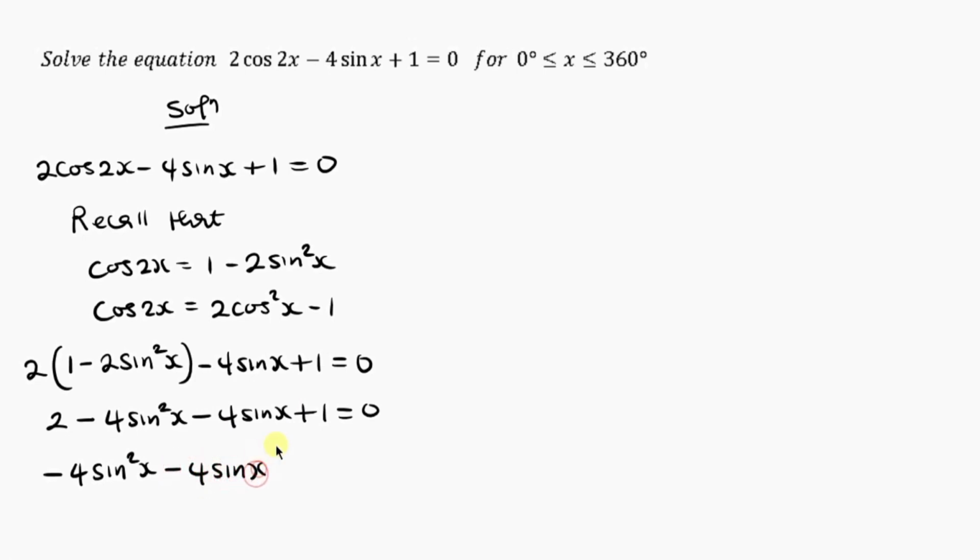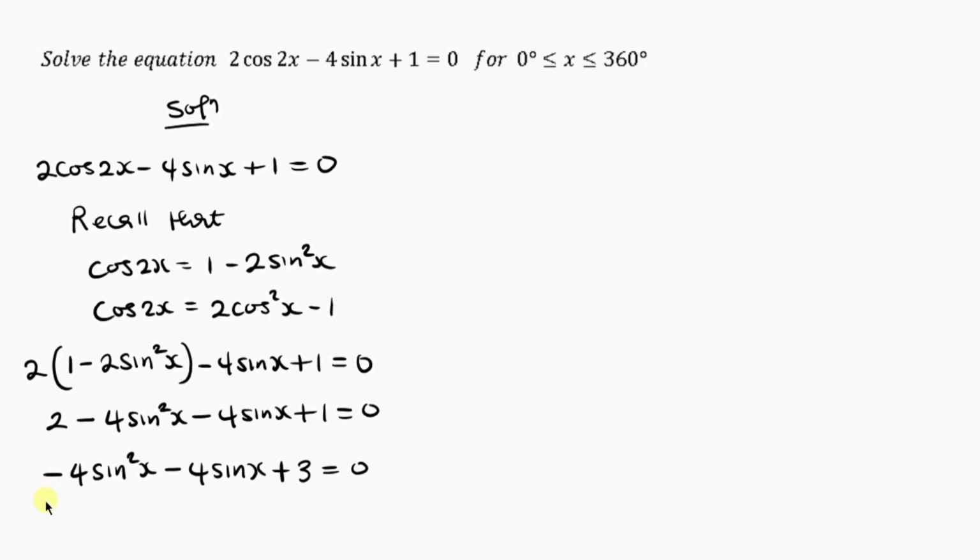Are you seeing that? Now notice that these two and this one, they don't have sine, right? So they are ordinary numbers, or you can call them constants. So 2 plus 1 can be added to give you what? 3. So plus 3, that's what we have, equal to 0. Now there's something I need to do. This first value here that has the highest power, I don't want it to be negative.